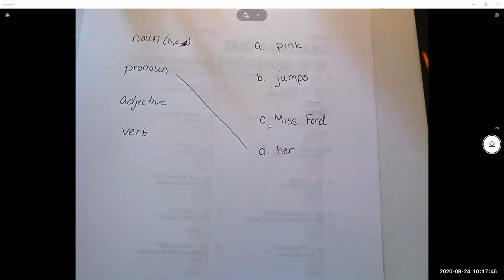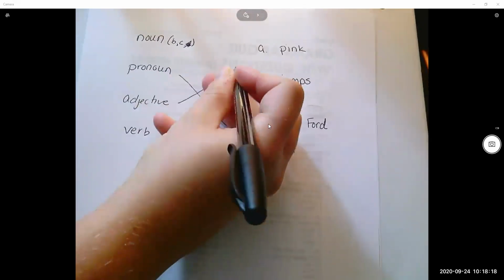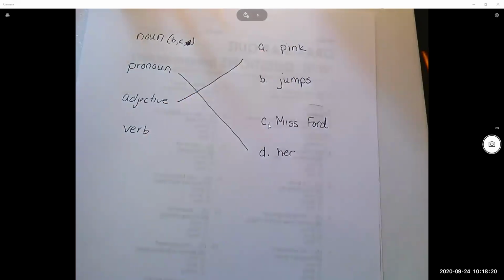Let's take a look at my next one. It's adjective. Oh, an adjective describes something. Can pink describe something? Well, yeah, pink describes my sticky notes, right? I have pink sticky notes. Pink describes my niece's favorite color. Lexi likes pink. Yeah, my goodness, right away I'm seeing the adjective is a describing word and pink is an adjective. I'm going to go ahead and match those up right away.